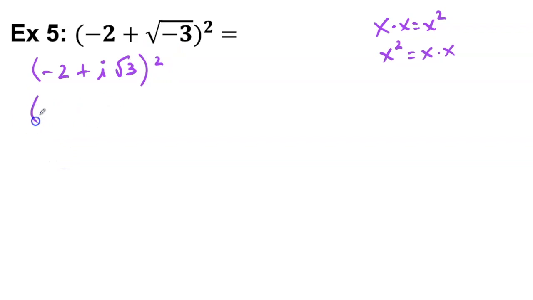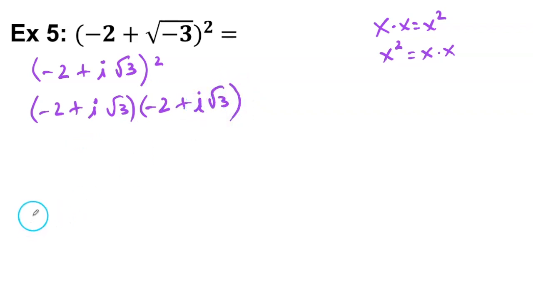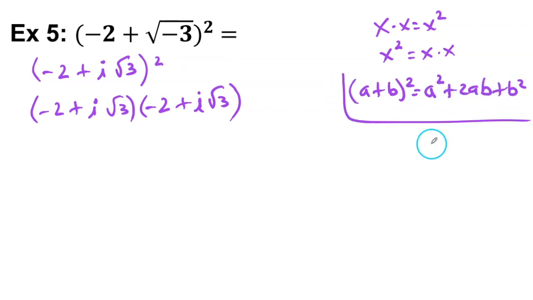That square means negative 2 plus i square root 3 times negative 2 plus i square root 3, the same thing. If you know the pattern for this, having a plus b to the second power is the same as a squared plus 2ab plus b squared. This is a pattern that you should know. If you don't know the pattern, then what you do is you break that into 2 parentheses and do FOIL.